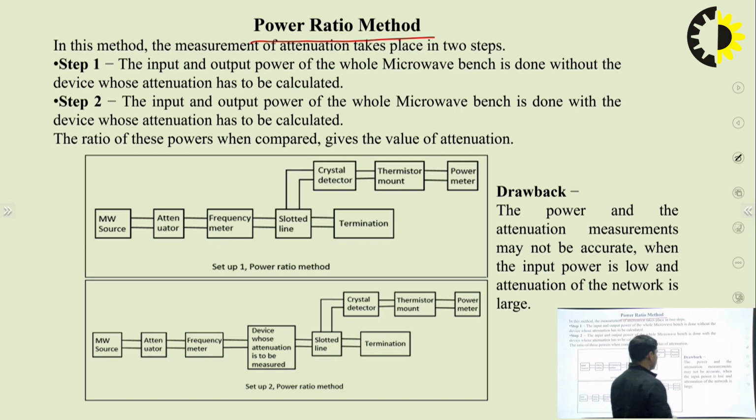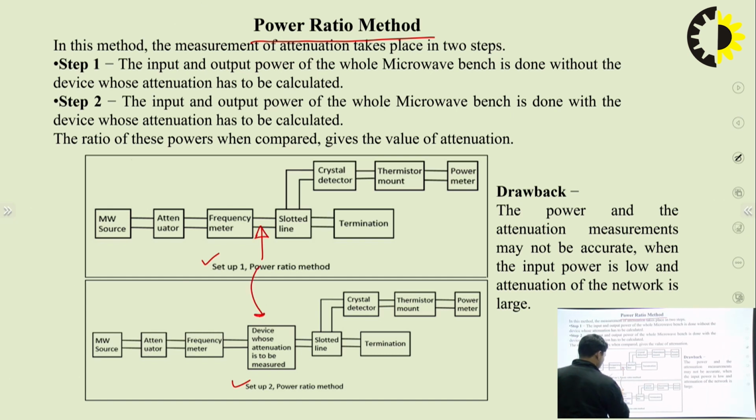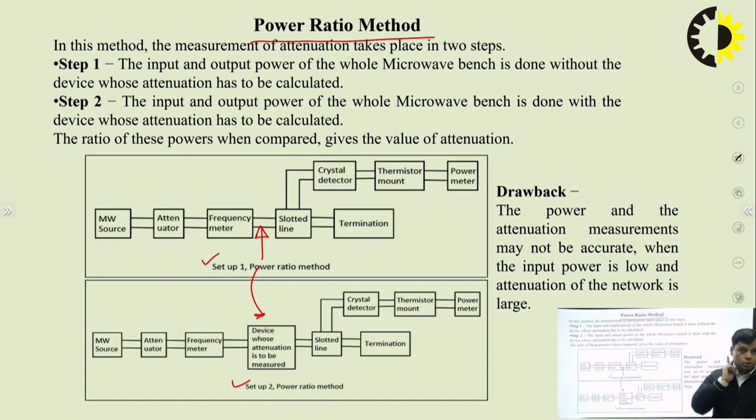In this method, you can see that there are two arrangements, setup 1 and setup 2. In the first one, there is the microwave source, attenuator, frequency meter, slotted section, and termination, and from the slotted section we have the crystal detector, thermistor mount, and the power meter just to measure the power. For the second setup, we are inserting the device whose attenuation is to be measured between the frequency meter and the slotted section. This is the difference between these two setups.